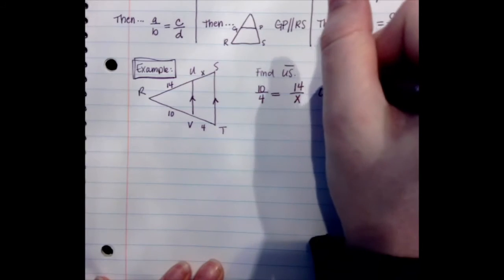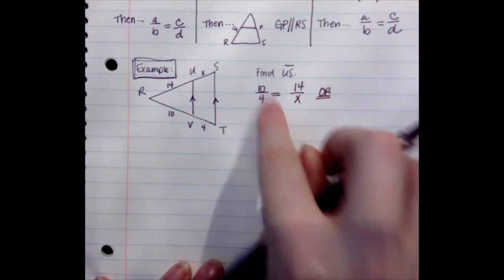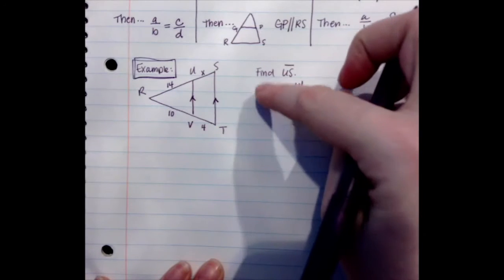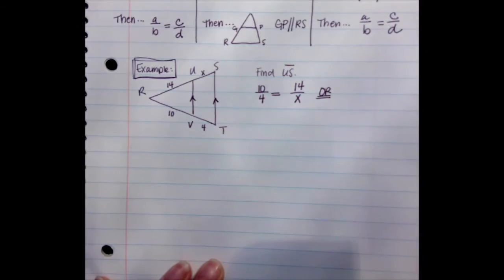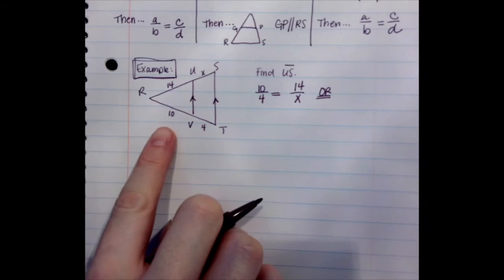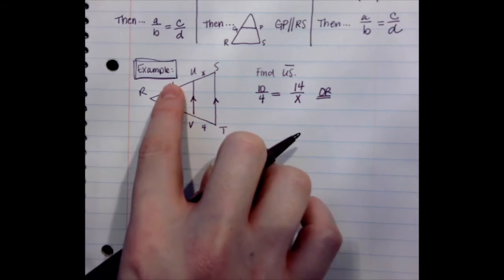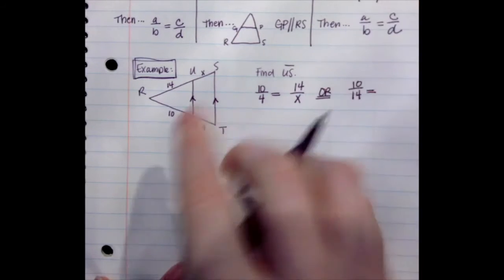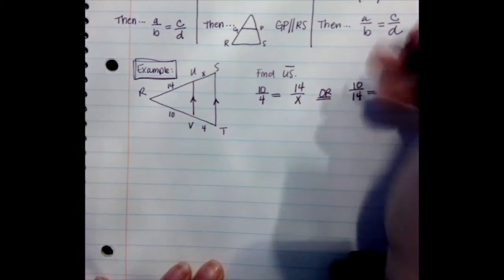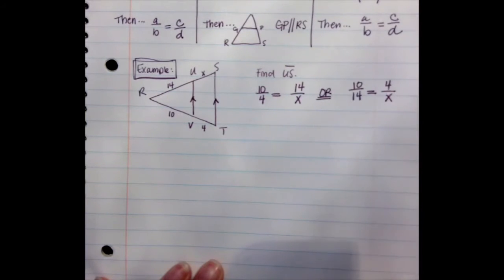But you could also set it up like the complete opposite. So you could do 4 over 10 equals 4 over x over 14, so just flip both of those. Or you could do the top of the triangle over the top of the triangle, so 10 over 14, and the bottom of the triangle over the bottom, so 4 over x.